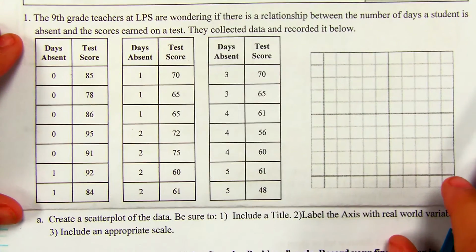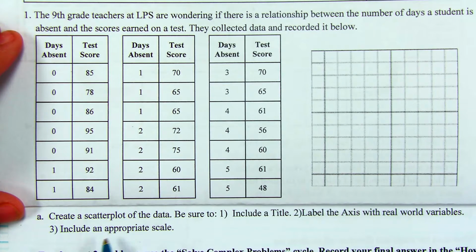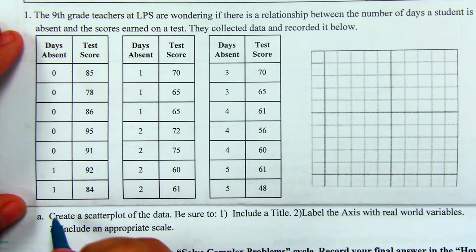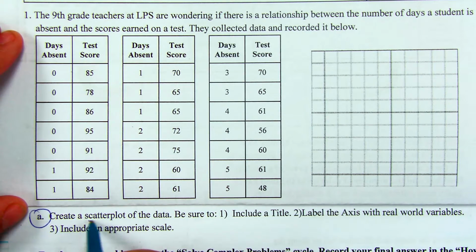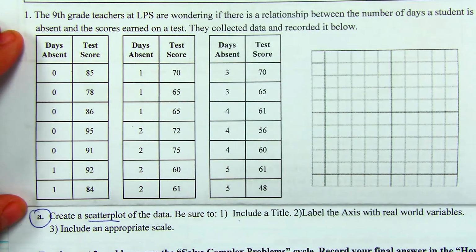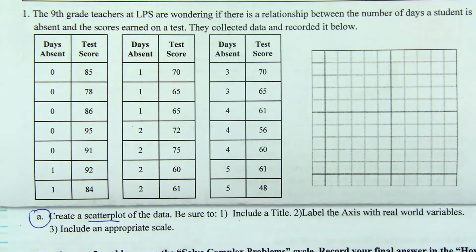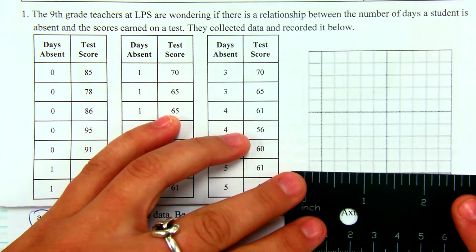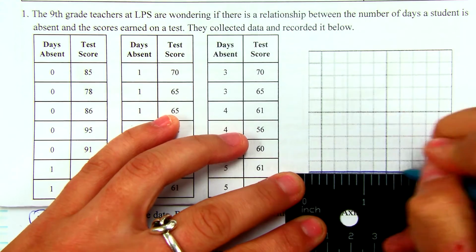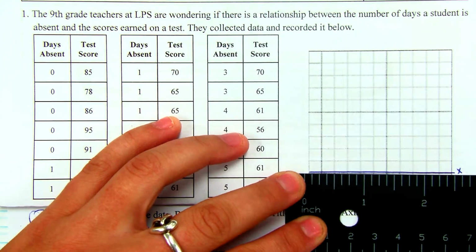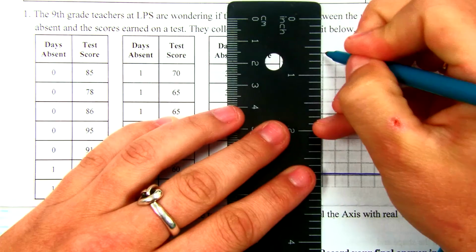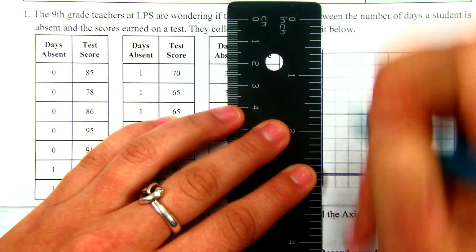So part A says to create a scatter plot of the data. Be sure to include a title, label the axes with real-world variables, and include an appropriate scale. So let's start by creating our axes. I'm just going to bold 2 lines. This might be my x-axis, and then this might be my y-axis.